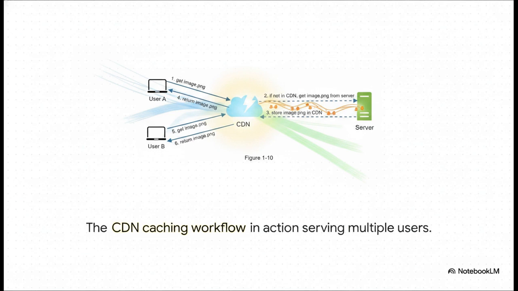User A asks for a photo. The CDN doesn't have it, so it grabs it from our back end. But then user B asks for that exact same photo. Boom, the CDN serves it up instantly from its own cache. It's incredibly fast, and it ensures our databases only ever get hit once for those high-volume static assets.